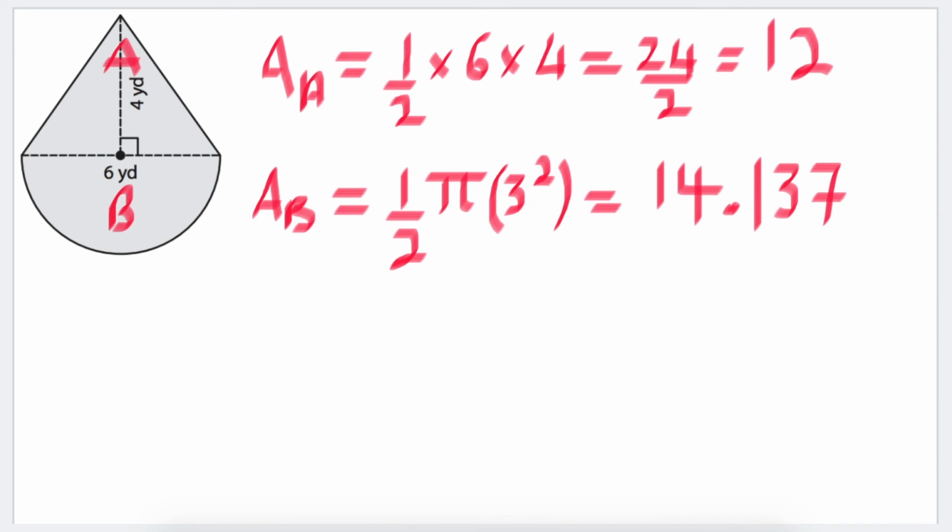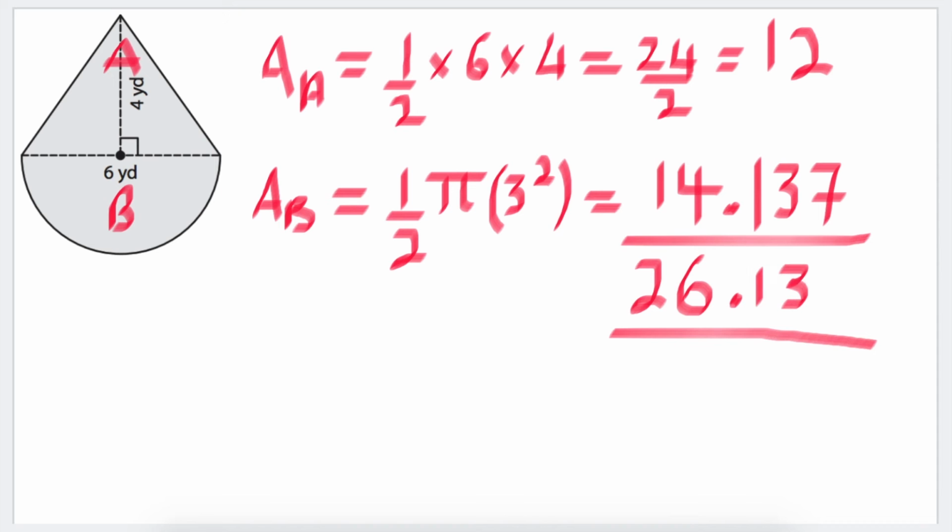14.137. So once you got the area of the triangle and the semicircle, you add them together, and your total is going to be 26.137 yards squared.